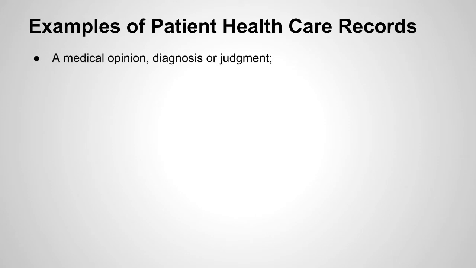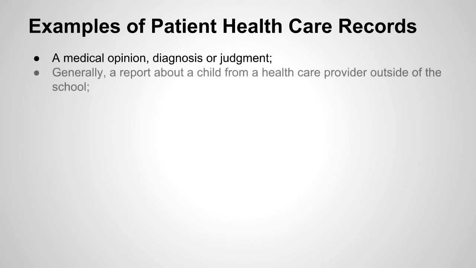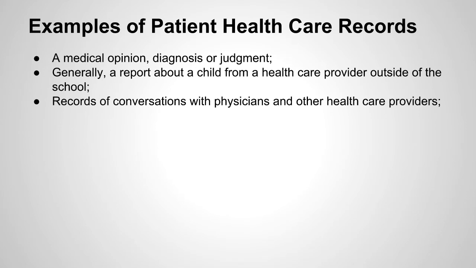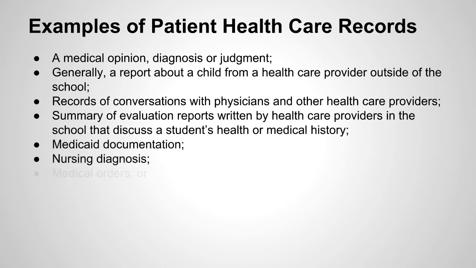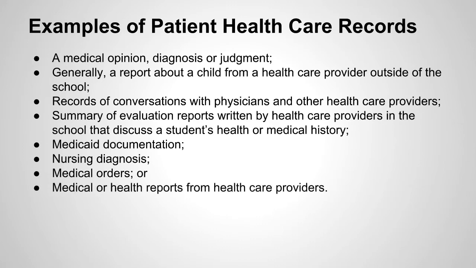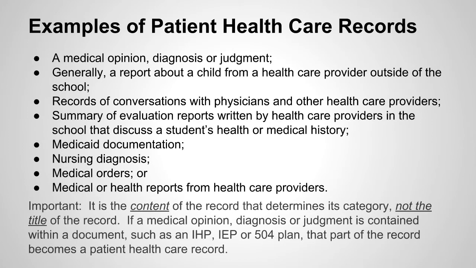Examples of patient healthcare records include a medical opinion, diagnosis or judgment, generally a report about a child from a healthcare provider outside of the school, such as from the child's treating physician or mental health care provider, records of any conversations with physicians or other healthcare providers, a summary of evaluation reports written by healthcare providers in the school that discuss a student's health or medical history, Medicaid documentation, nursing diagnosis, medical orders, or medical or health reports from healthcare providers.